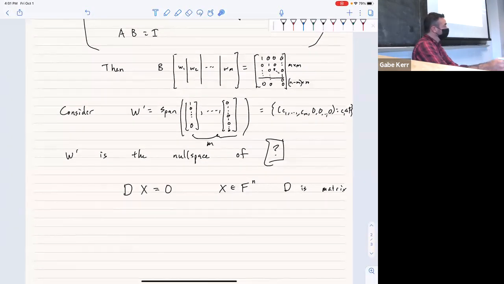Would it just have three variables in the matrix? Three variables. Oh, three variables.